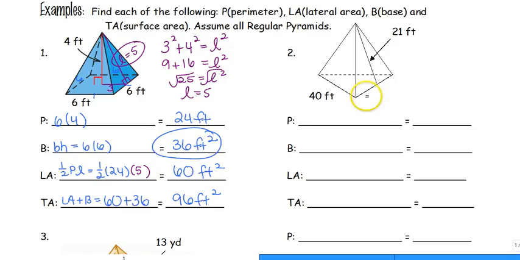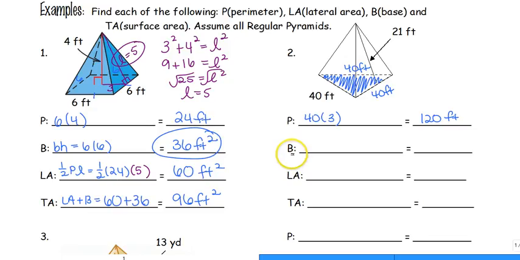Here we still have a pyramid. Our base this time is a triangle. It's still a regular shape though. So since that's 40, this is 40, and this is also going to be 40. So I have 3 sides of 40, giving me my perimeter of 120 feet.